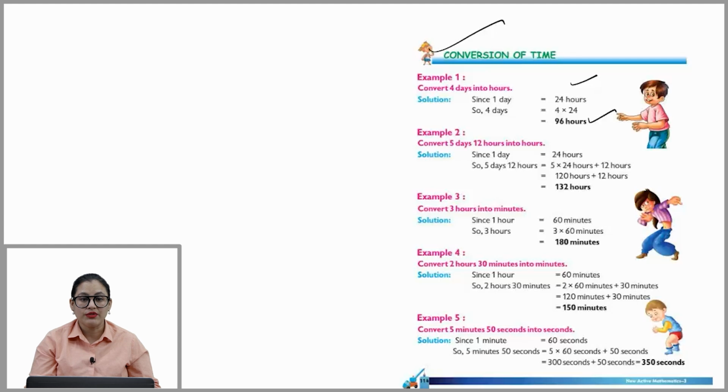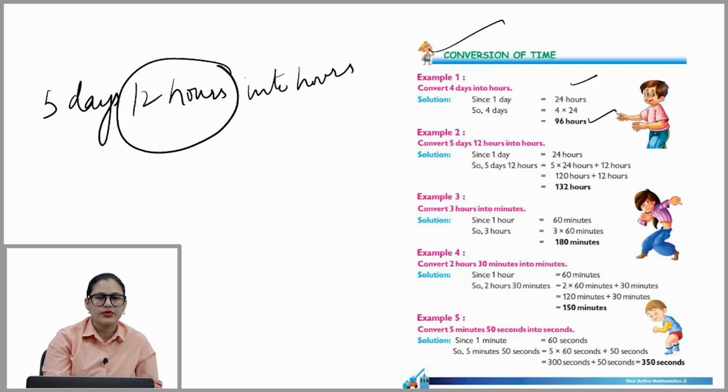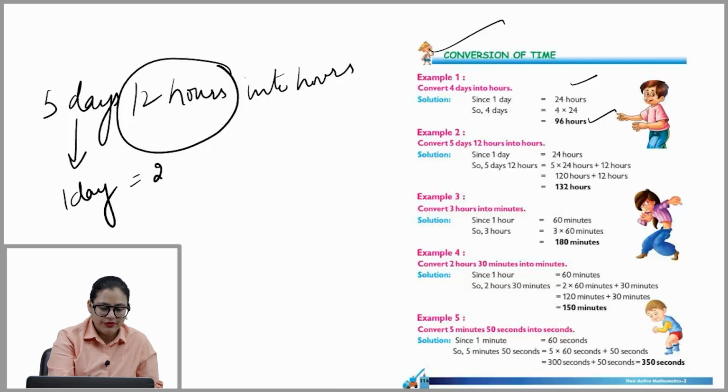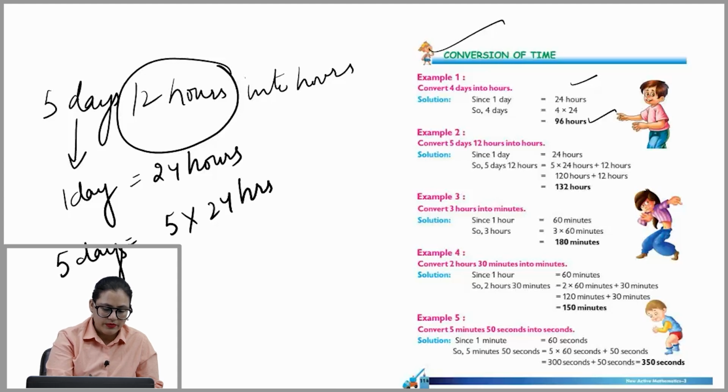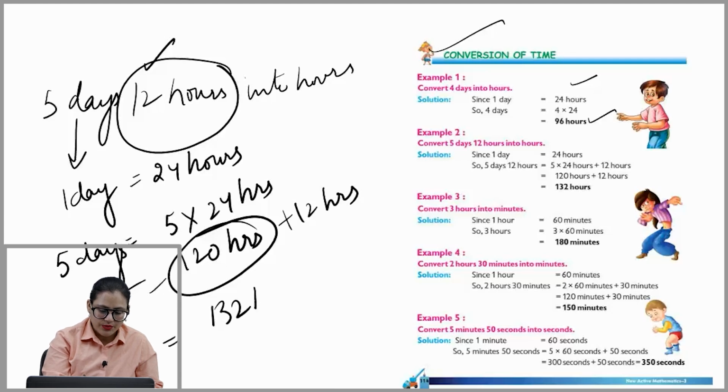Okay. Example 2, convert 5 days, 12 hours into hours. 12 hours, it is already in hours, no need to convert it. We will convert this. 1 day is equal to 24 hours. Okay, so 5 days will have 5 into 24 hours. When you multiply it, you get 120 hours. Okay, 120 hours plus 12 hours. Okay, so total 132 hours.